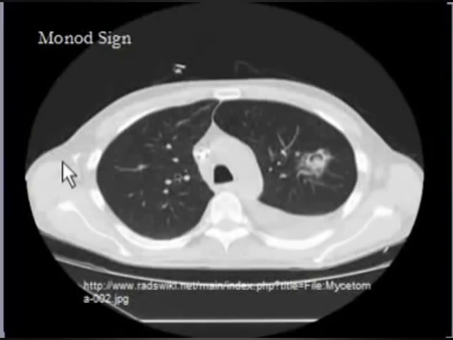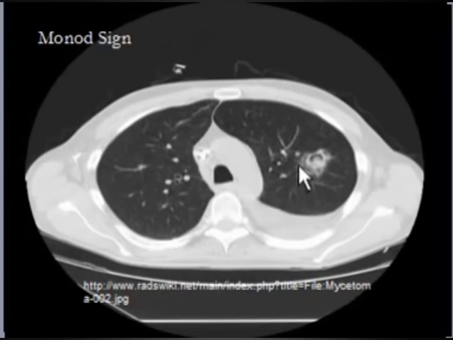CT scan chest, Monod sign. A single CT scan slice through chest at the level of aortic arch. This is arch of aorta here. The image is in a lung window. However, left-sided pleural effusion is clearly seen, which has moved towards the posterior thorax. Because of the gravity, as the patient is supine, the fluid is heavier than the lung tissue and it moves towards the gravity. There is no pleural effusion on right side.